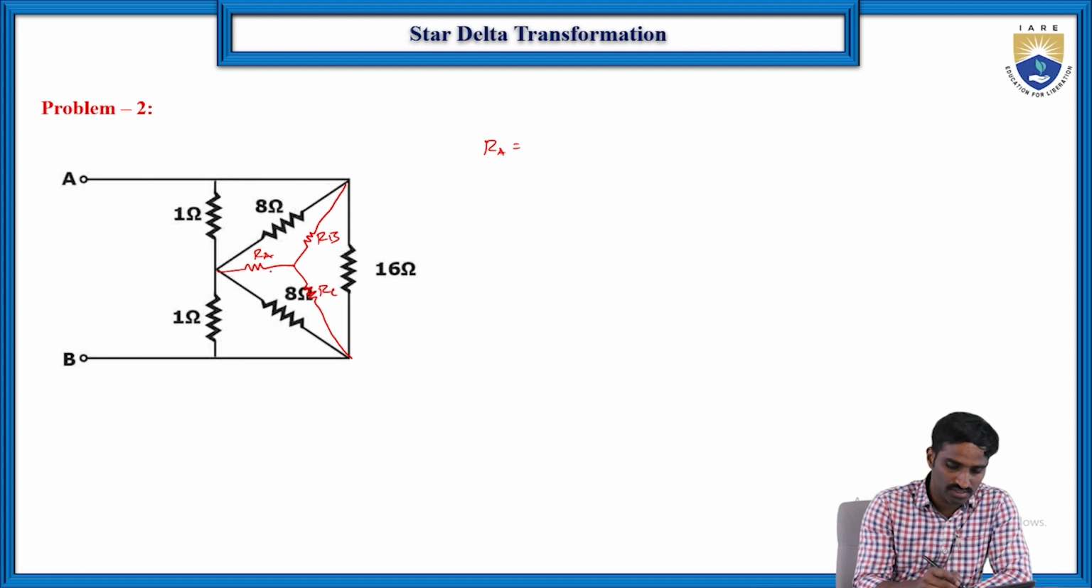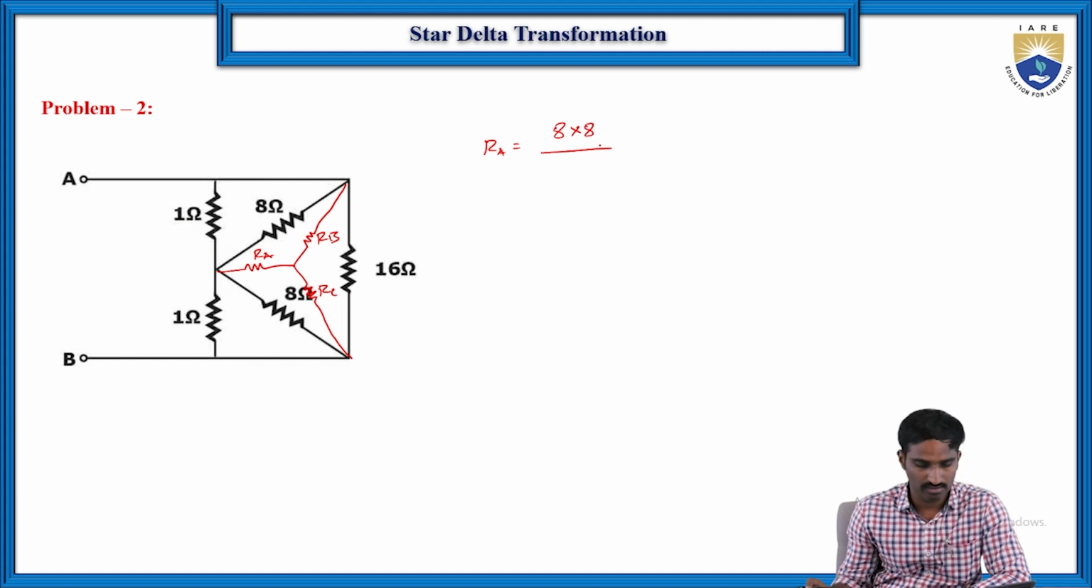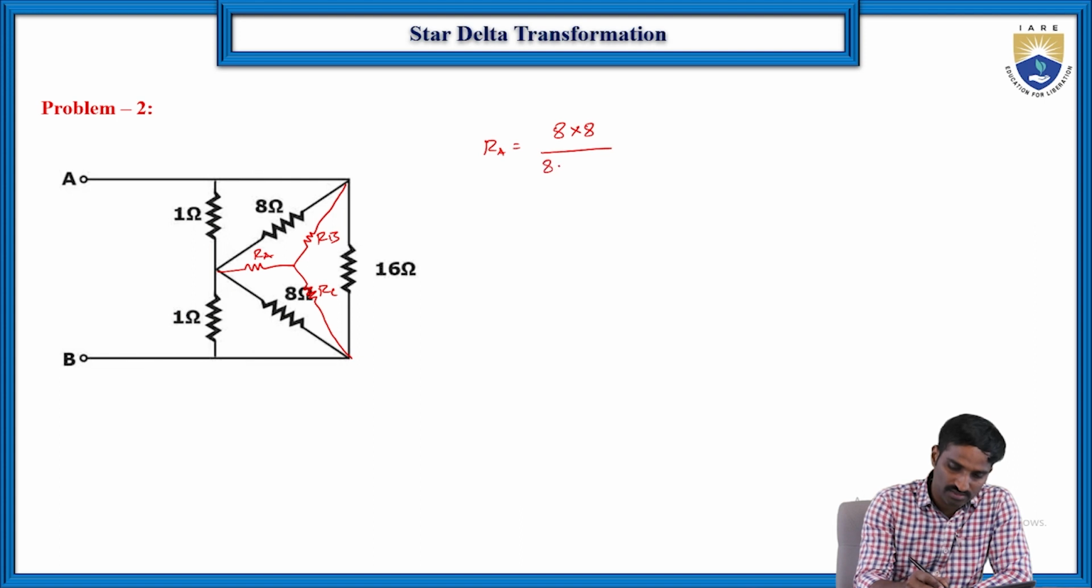So what are the two resistors which are connected to this particular point? Ra is 8 into 8 by 8 plus 8 plus 16, which is 64 by 32. Then similarly, Rb is 8 and 16, so 8 into 16 by again 8 plus 8 plus 16. So this step is important.